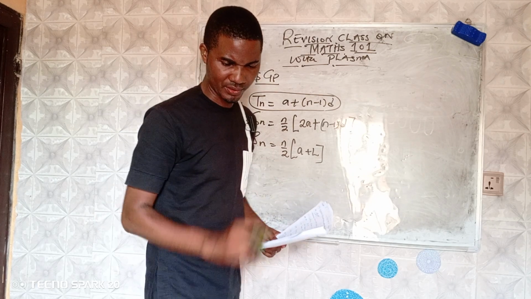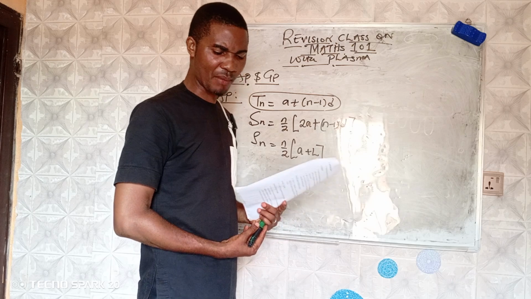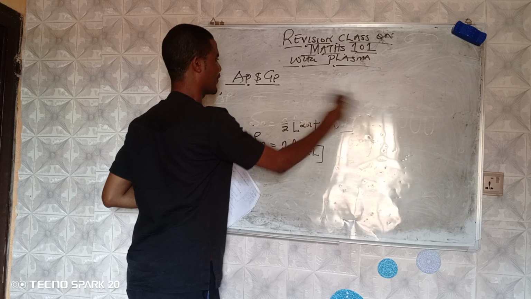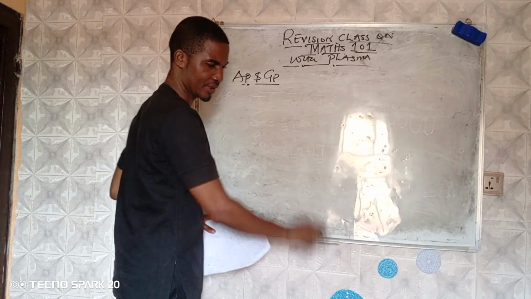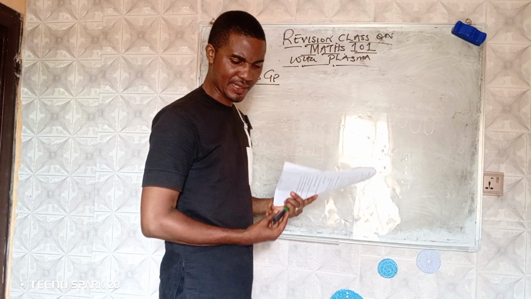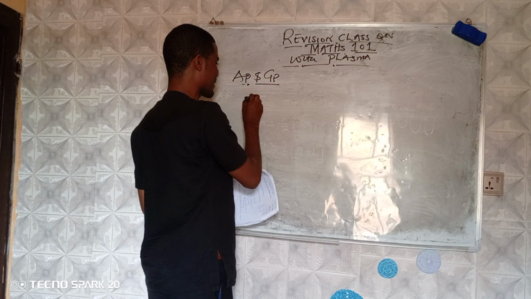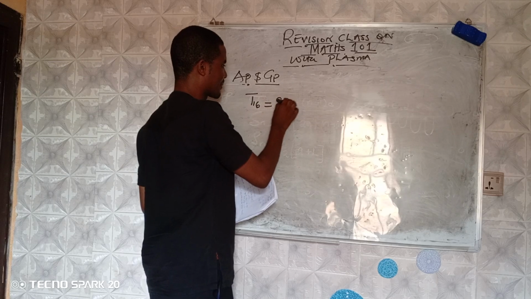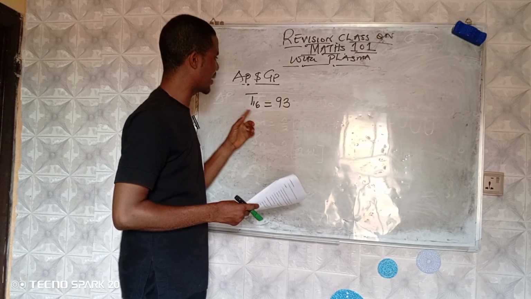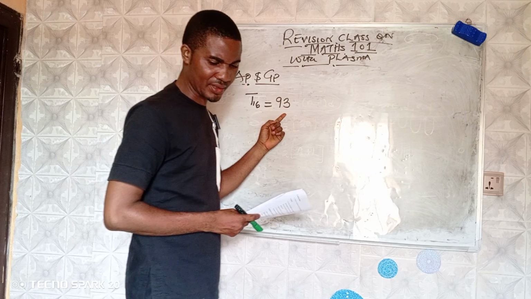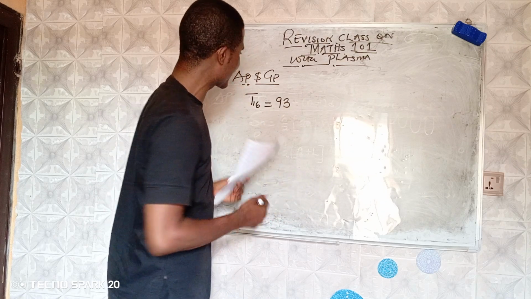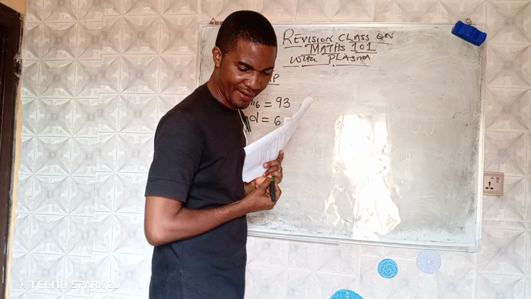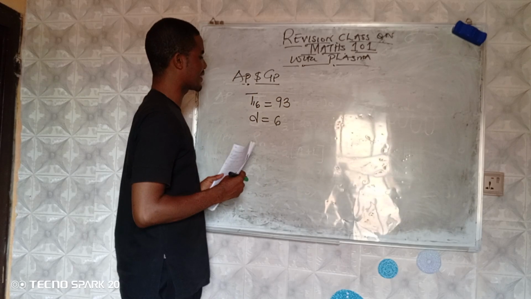Okay, I'll pick one question. It says the 16th term of an AP is 93, given that its common difference is 6. Now, the 16th term of an AP, T16, is 93. Given that its common difference is 6, they gave me that d is equal to 6. Find the first term of that AP.